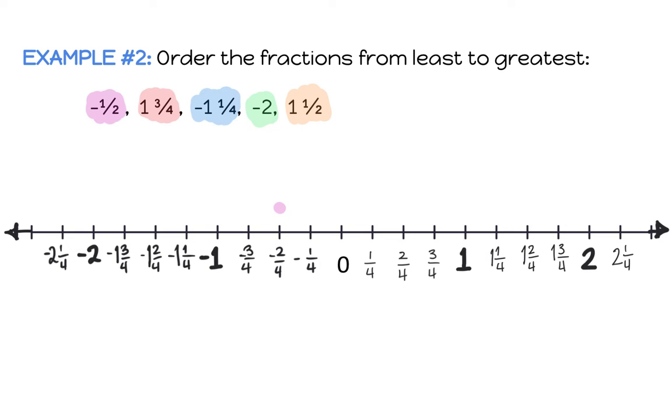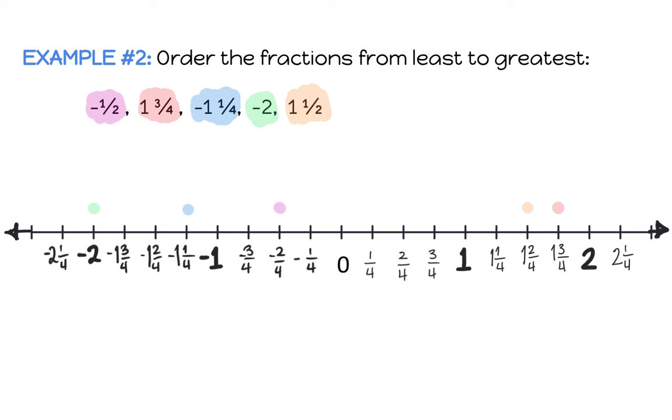The next fraction I have is 1/3. That fraction is going to be located between 1 and 2, right here. Now we're going to plot -1/4. We're going to go to the opposite side where all my negatives are and plot between -1 and -2. Yes, right here. Then we're going to plot -2, which is very easy to find. And we're going to move to the positives to find 1 1/2. Remember, 1/2 is 2 lines, so between 1 and 2 in the middle.